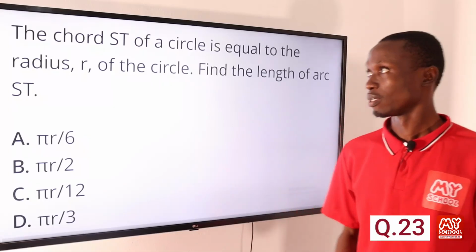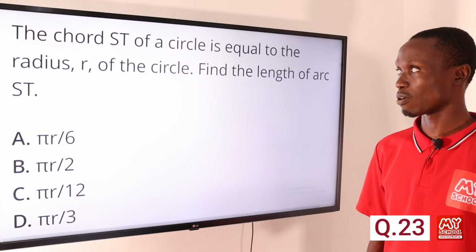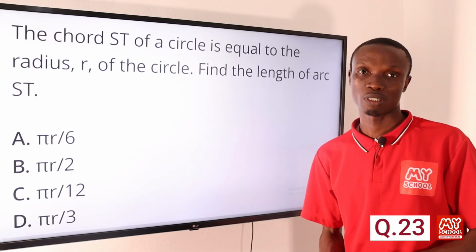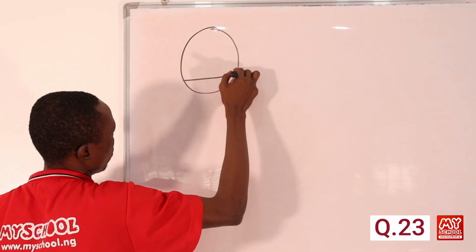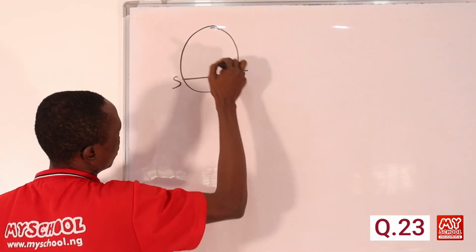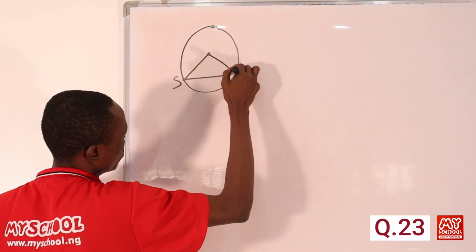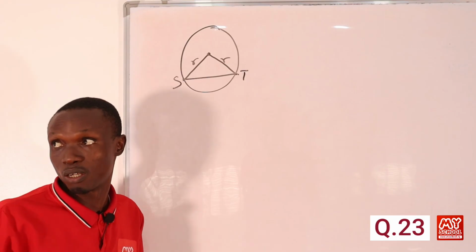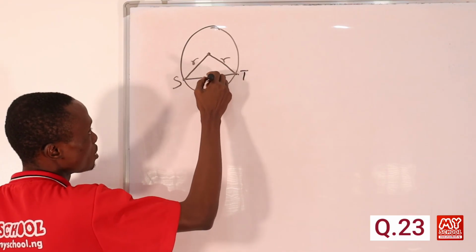Question 23. The chord ST of a circle is equal to the radius R of the circle. Find the length of arc ST. So let's move to the board to provide an answer to this question. So let's just sketch the circle. So let's say this is the circle and this is the chord ST. Okay, so let's say this is the middle of the circle and these are the two radii. But remember, in the question we are told that the chord ST of a circle is equal to the radius R. So that means here is also R.